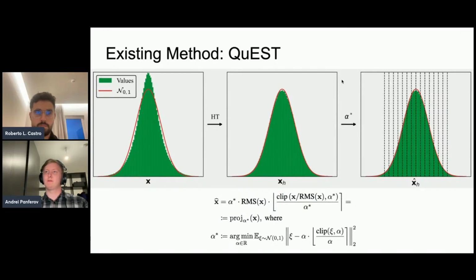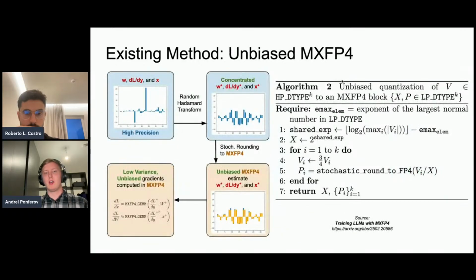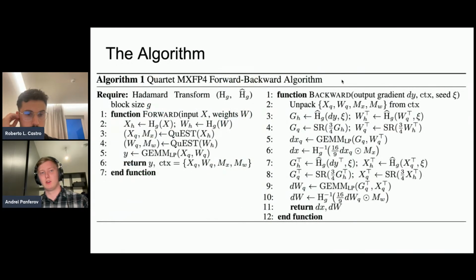And I think I'll skip a little of the background. I'll just mention that Quest is a method from a previous paper of ours, which uses standard deviation-based scaling and Hadamard transforms for normalization. And the unbiased MXFP4 backward pass method we used was originally proposed by Albert Tseng and co-authors. It also utilizes the Hadamard transform and stochastic rounding to produce unbiased gradient estimations. And the whole algorithm looks like this.